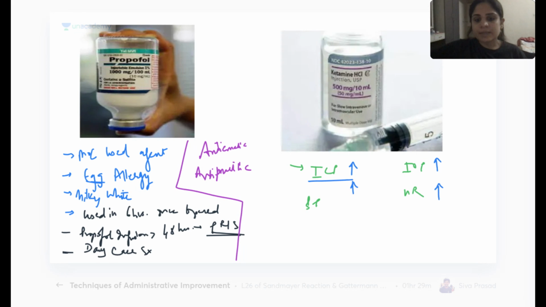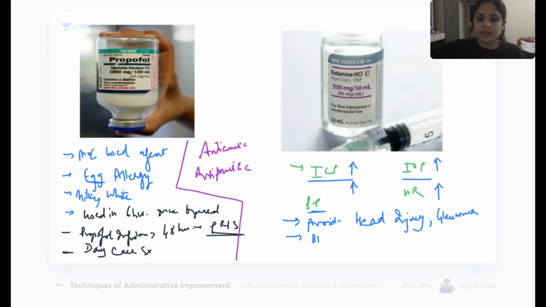Okay. So if ketamine increases ICP, I should avoid it in which kinds of patients? In which patients should I avoid ketamine? In patients of head injury. Okay. Because they already have a raised ICP. Then I should avoid it in patients who have high intraocular pressure. So patients of glaucoma. Okay. Alright. If it increases the blood pressure, then it is preferred in which kind of patient? Hypertension.